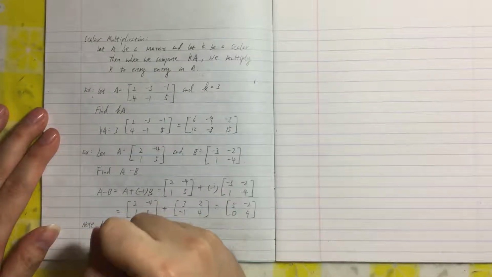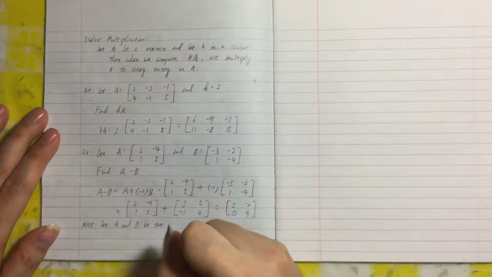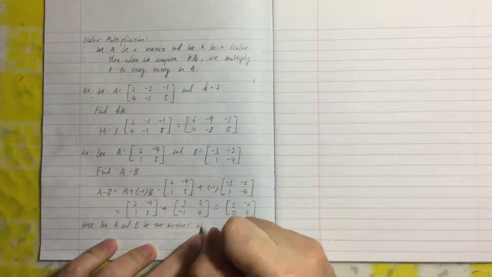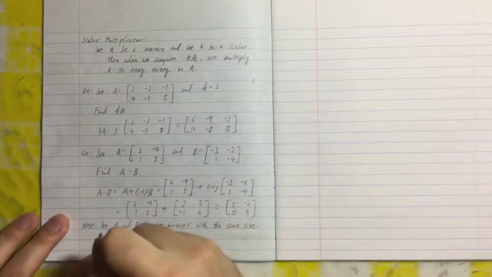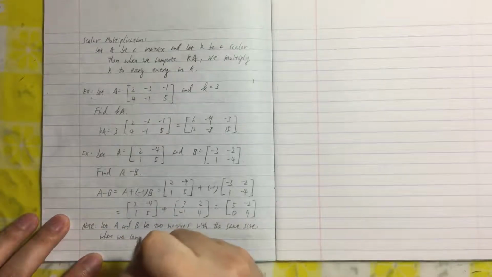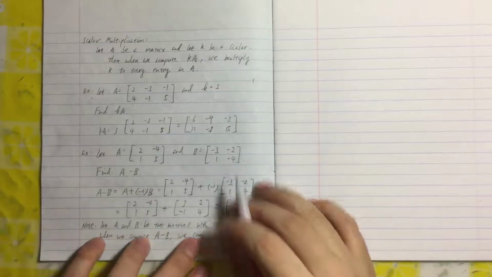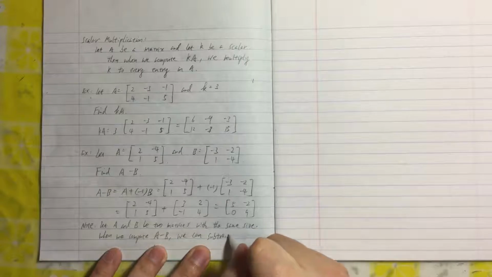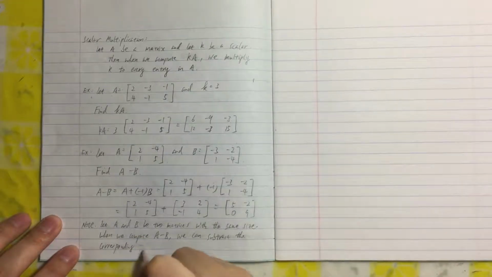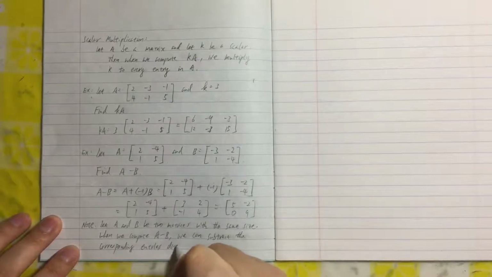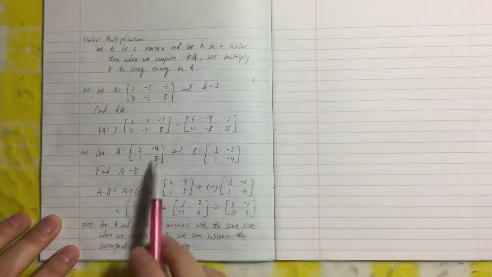Note, let A and B be two matrices with the same size. When we compute A minus B, we can subtract the corresponding entries directly. That's much easier than computing A plus negative 1 times B. Subtracting directly is much, much easier than doing it this way.